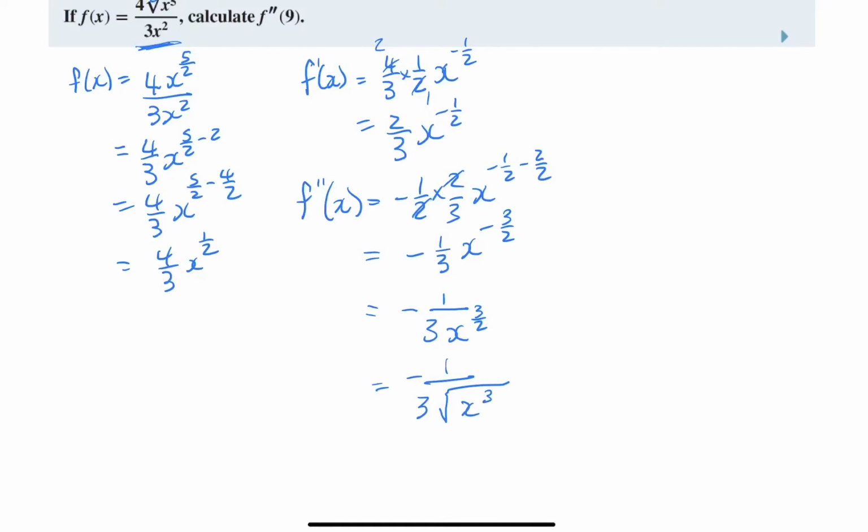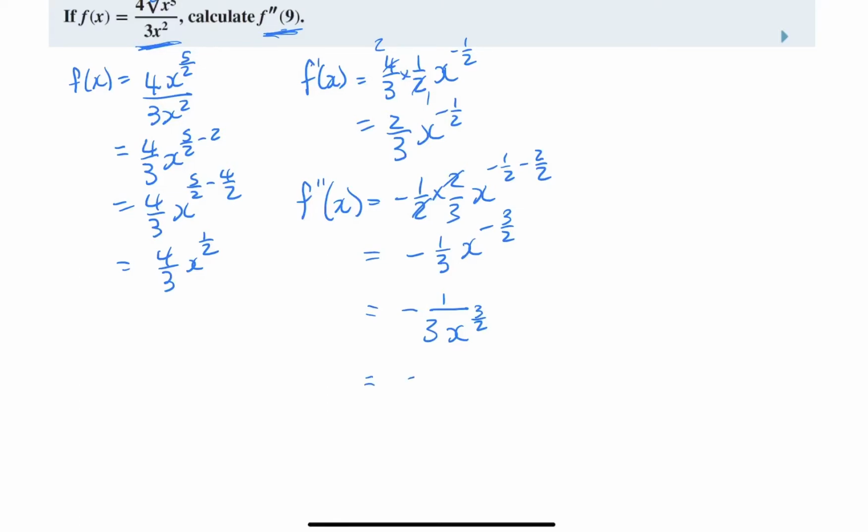If I now say, what is f'' at 9? Looking back, if I have to calculate the second derivative where x is 9, it's probably easier to just leave it in this form and then substitute 9 in there.